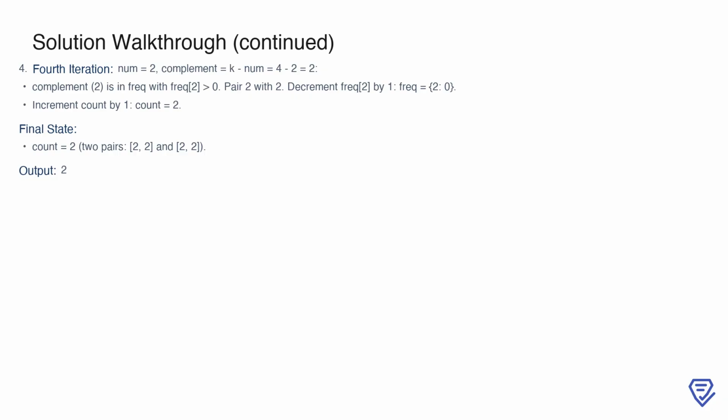The complement needed is 2, and since it is present in the frequency map with a frequency greater than 0, we can form another valid pair, (2, 2). We decrement the frequency of 2 by 1, updating the map to frequency = {2: 0}, and increment the count to 2. After processing all numbers, the final count is 2, representing two valid pairs, (2, 2) and (2, 2). The output for this example is 2.